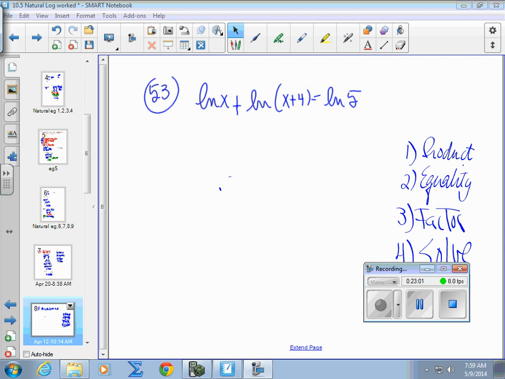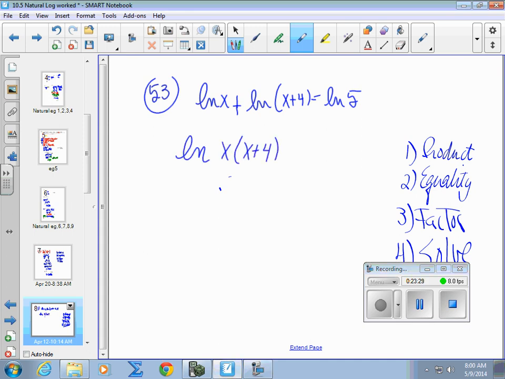Let me do problem number 53 first. Like I said, all the properties for logarithms apply. So this problem number 53 says ln of x plus ln of x plus 4 is equal to ln of 5. If you're having a hard time with the ln, just change it to log base e. That might be helpful. So the plus means to multiply. So this is ln of x times x plus 4 is equal to ln of 5.